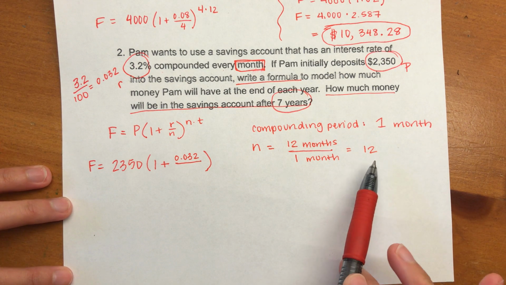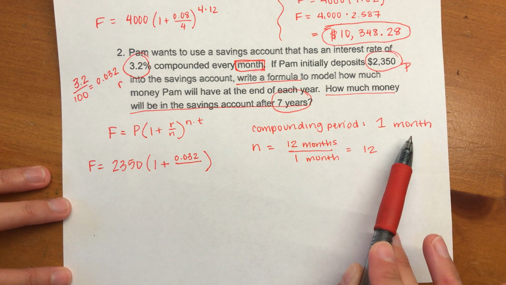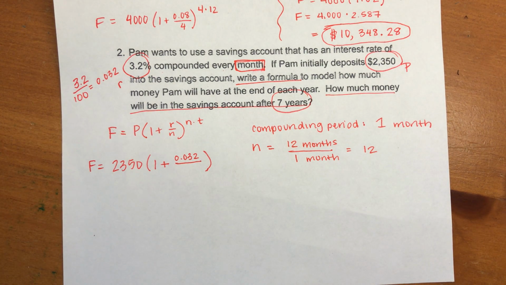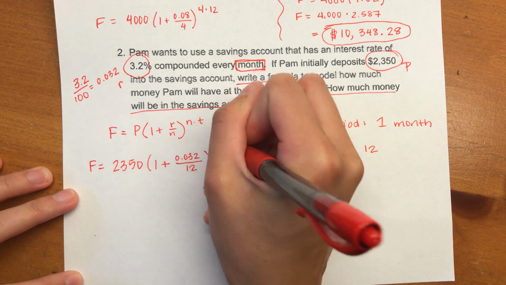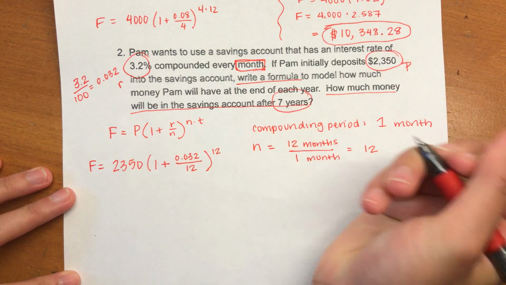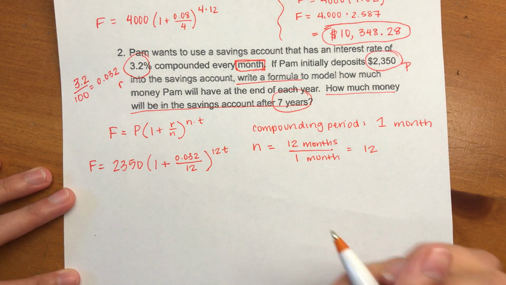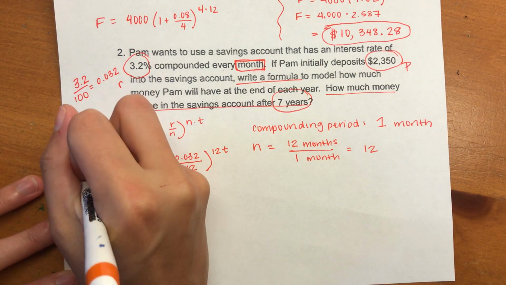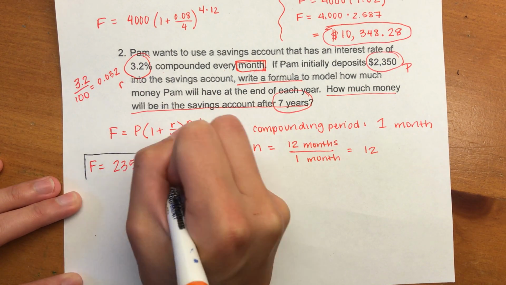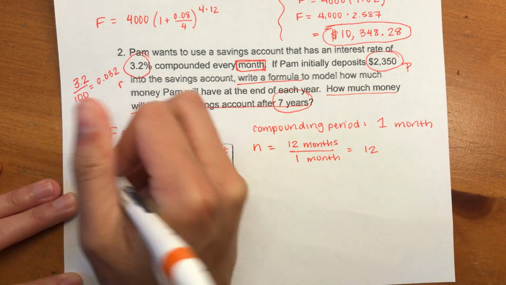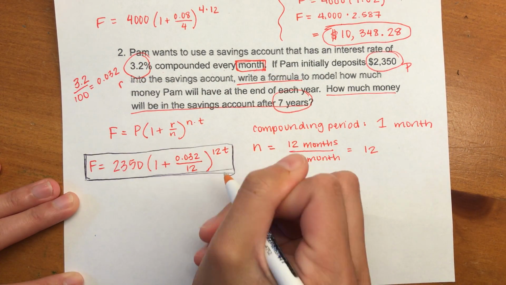So that makes sense, right? 12 months are in a year. So if we compound every 1 month, that means we're compounding 12 times every year. So then my N value is 12. And I'm going to substitute 12 in wherever I see an N. And I'm going to write my T there. So I should have written that in black to be consistent. But this is going to be my formula in the box. That's my formula. So part 1 is done.